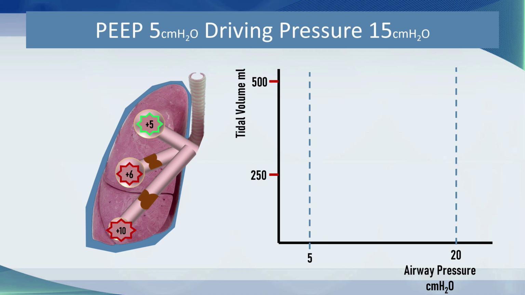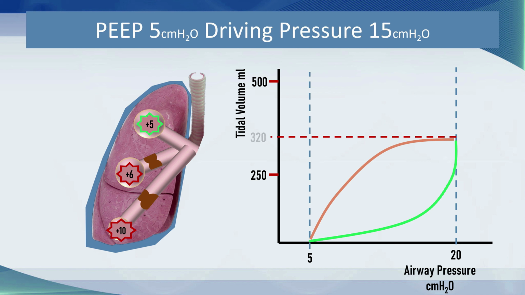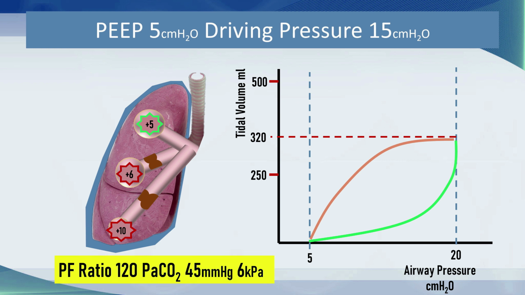In general, it's much easier to make inferences about the impact of PEEP, which is a pressure, by using pressure-driven modes of ventilation. So a tremendous amount of pressure is required to generate a reasonable tidal volume, in this case 320 mils. Note that the volume pressure curve is hysteretic as usual, with higher volumes in expiration than inspiration. In this case, the PF ratio is 120 and the PaCO2 is 45 millimeters of mercury or 6 kilopascals. The dynamic compliance is 21 mils per centimeter of water.